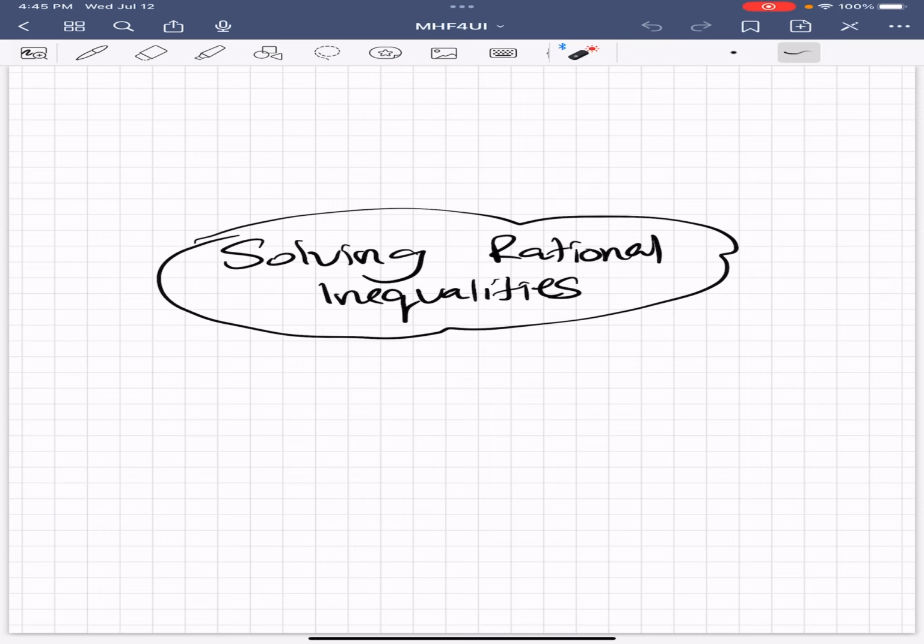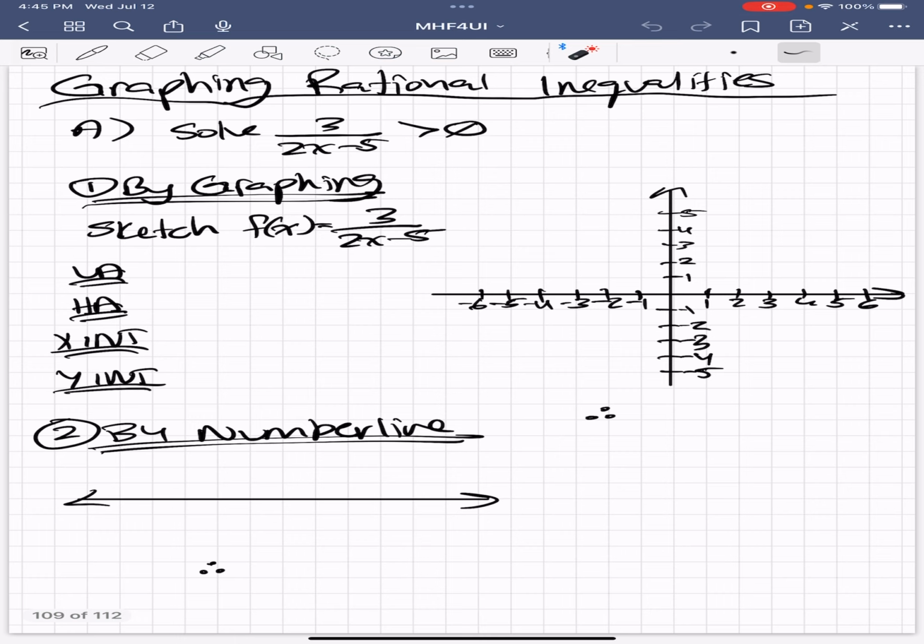Okay, so today we're going to be doing solving rational inequalities. So we're going to be doing some inequalities today, and I'll try my best to explain the best that I can. So we're going to solve 3 over 2x minus 5 greater than 0.